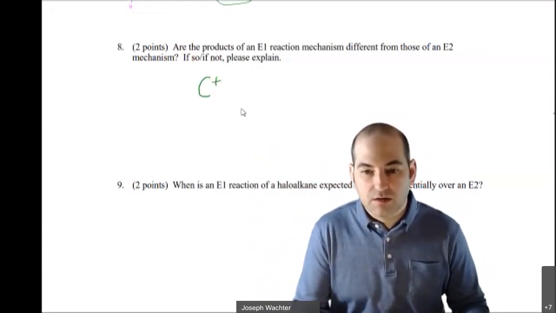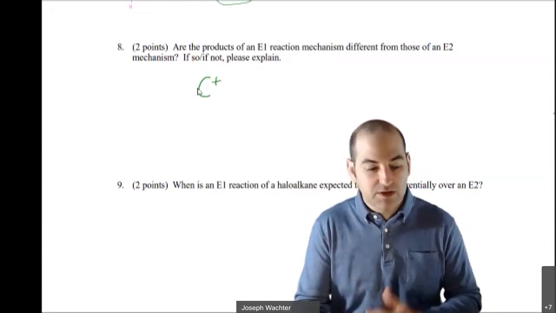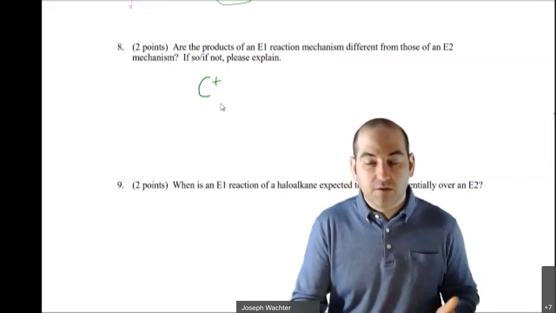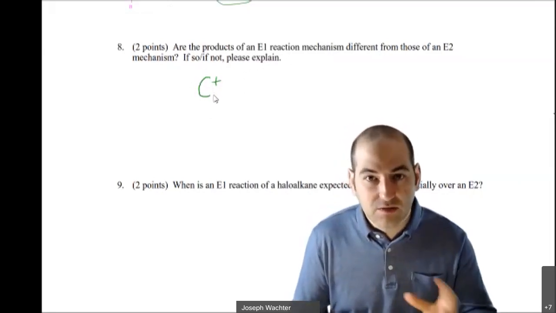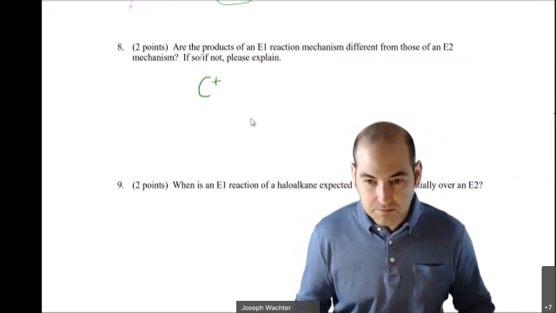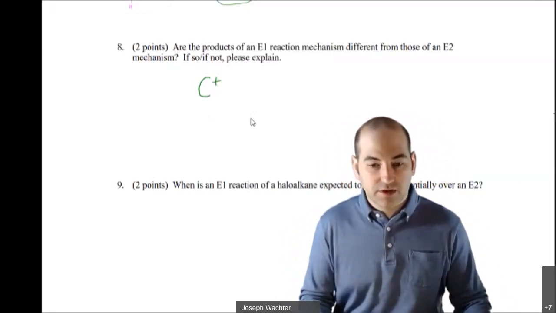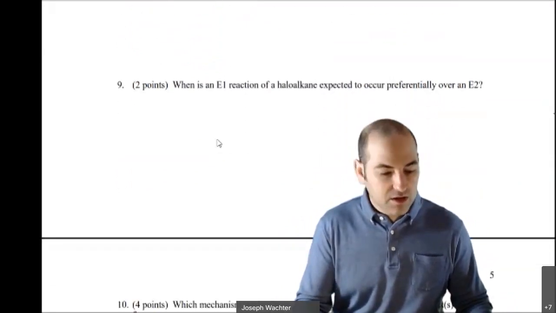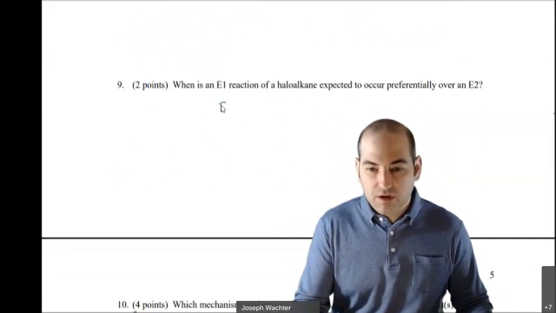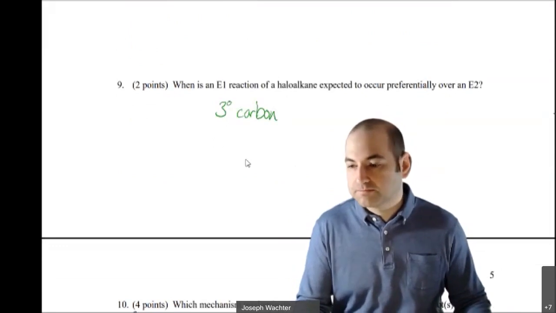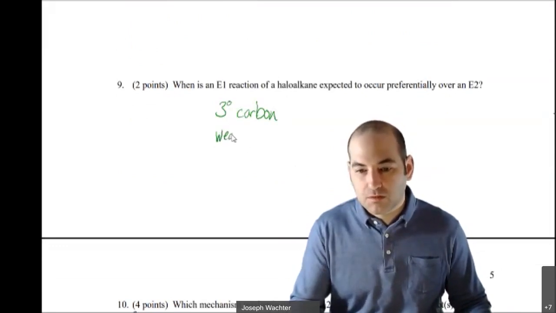So the only thing that I'm really concerned about with this question for our purposes in this class is that you recognize that an E1 reaction goes through a carbocation intermediate and therefore is going to have all those issues with carbocations that we've talked about. If you also said the other stuff because you looked it up and that's what it said, that's fine. But that's not the kind of thing I would expect you to know for an exam. And an E1 reaction is expected to occur preferentially, generally whenever we have a tertiary carbon. Also a weak base.